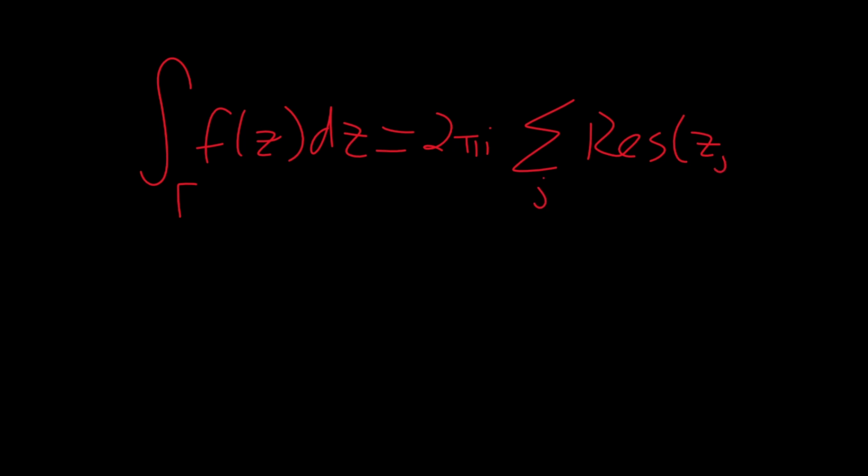This should really be like, we're summing over all the residues, z_j right there. That right there is the residue theorem. Now you might be thinking, what on earth is a residue? Well, the residue is actually just a_{-1}. It's going to be the coefficient of the, I guess what you might call the negative first term in the Laurent series.